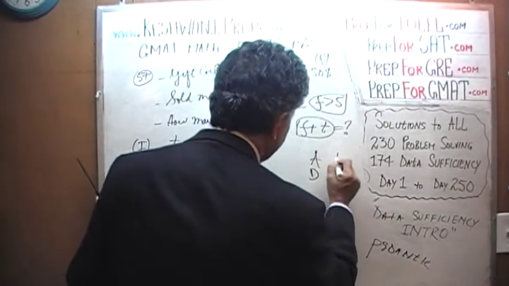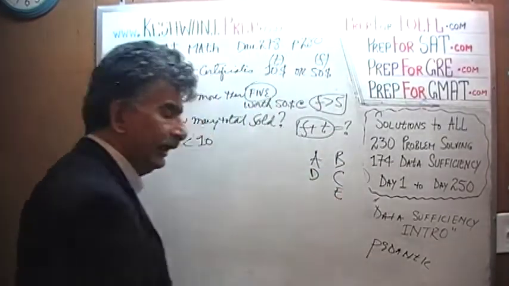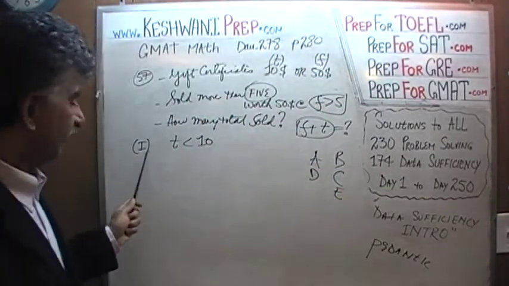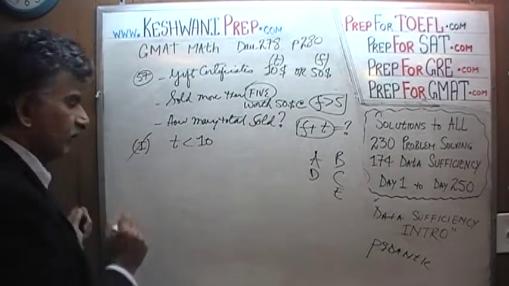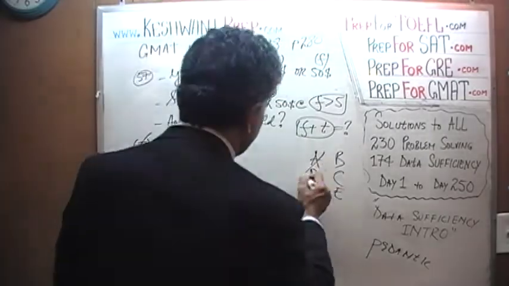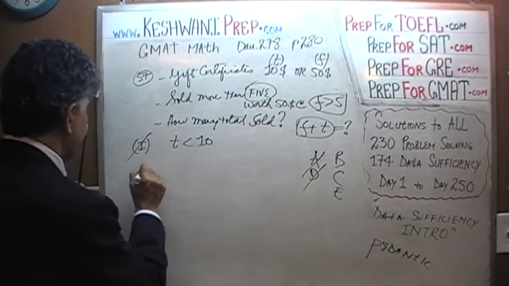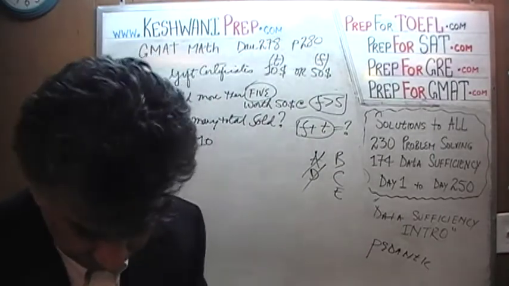A, D, B, C, E. We just established this first statement by itself is not sufficient. Answer cannot be A or D. Let's look at the second statement and see what it tells us.